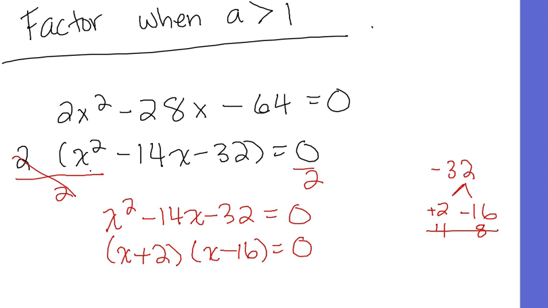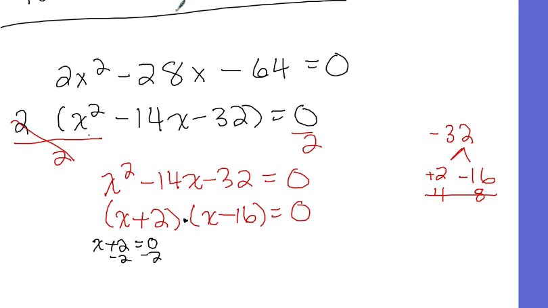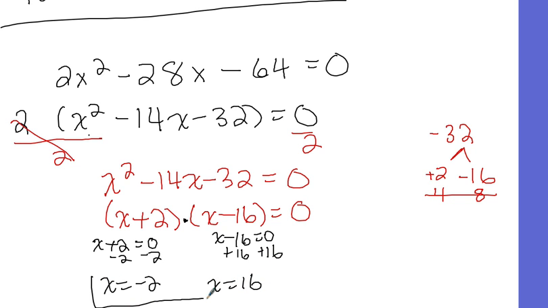To solve for x, I'll need to set each binomial equal to 0. If the number x plus 2 were 0, then when I multiply it by the other number, I'll get 0. So if x were negative 2, when I plug that in, I'll get 0, and it'll multiply through to 0. Here I have x minus 16 equals 0. When I add 16, I get x equals 16. So you get two answers here: x can be negative 2 or positive 16.